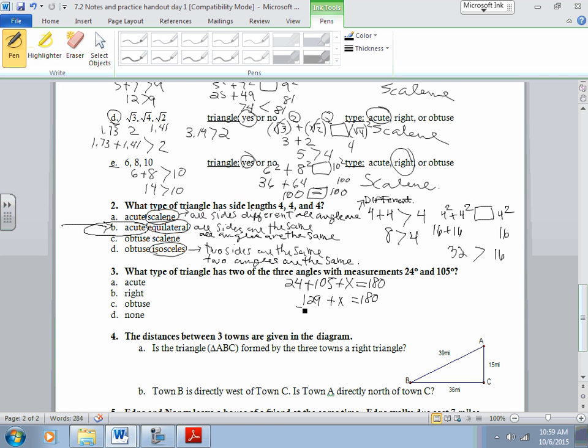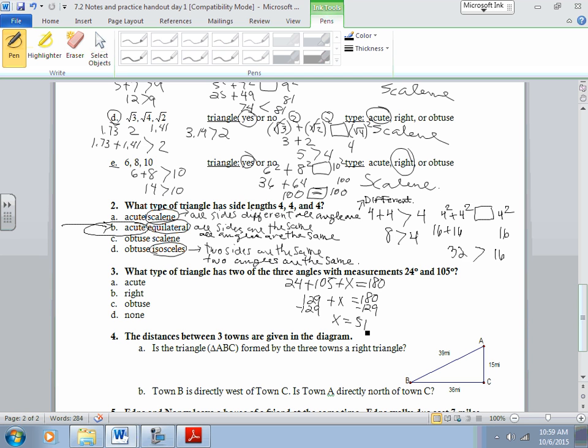And exactly what you said, just take away that number from 180, right? And you get 51. Now I just put a letter there, X, because I didn't know the missing value. So that variable is there because there was a missing angle I didn't know. I could have used any other letter, okay? So the angles are 51, 24, and 105.